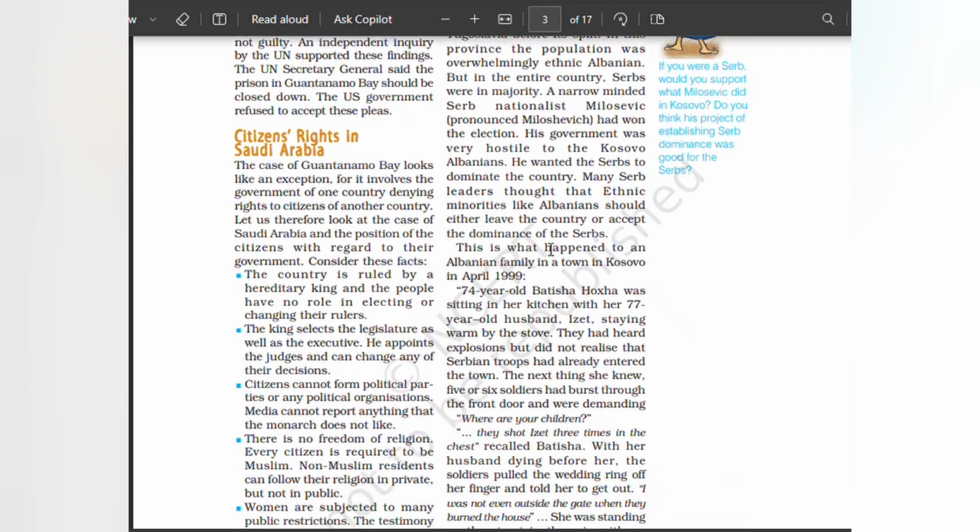79-year-old Badisha Hoxha was sitting in her kitchen with her 77-year-old husband, Izzet, staying warm by the stove. They had heard explosions but did not realize that Serbian troops had already entered the town. The next thing she knew, 5 or 6 soldiers had burst through the front door and were demanding, "Where are your children?" They shot Izzet 3 times in the chest, recalled Badisha. With her husband dying before her, the soldiers pulled the wedding ring off her finger and told her to get out.